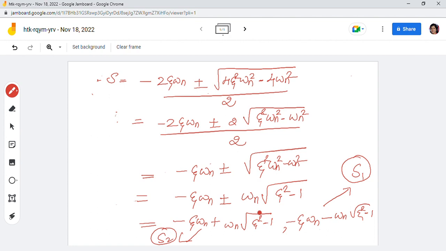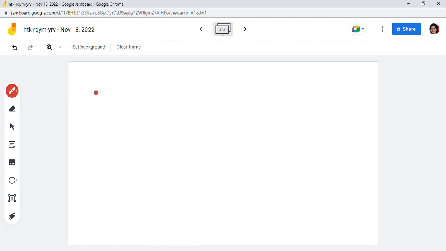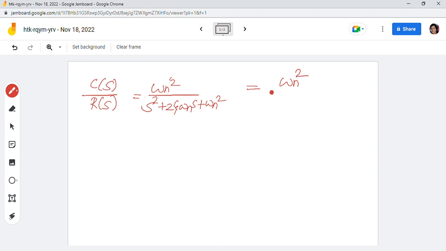So now we can write the equation. How can we write the equation? C of s divided by R of s, we know, is equal to omega n square divided by s square plus 2 eta omega n s plus omega n square, which is equal to omega n square the whole divided by s plus s1 into s plus s2, the second root. Now this is the equation.